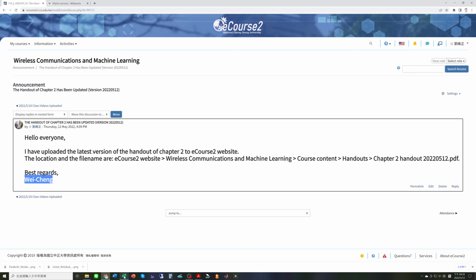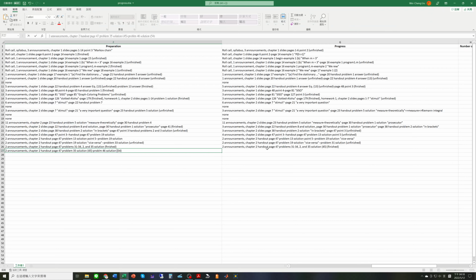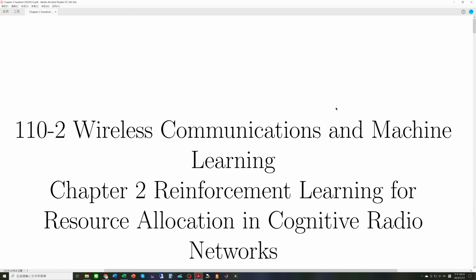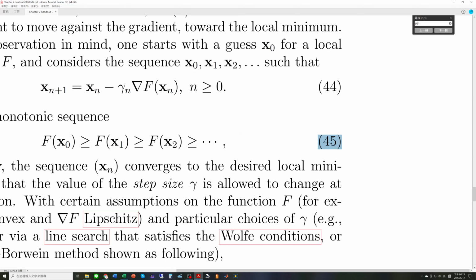Okay, next let us see the progress of the last class. In the last class we taught Chapter 2 handout, page 47, problem 35, solution, equation 45, finished. Please open the handout of Chapter 2 and you can search for equation 45. Okay, like this.